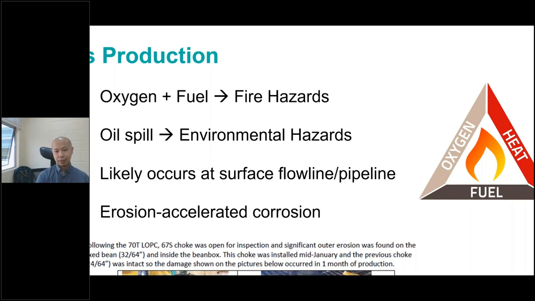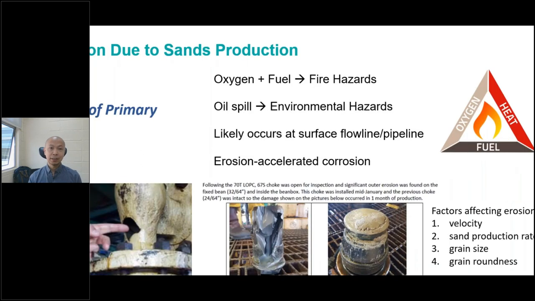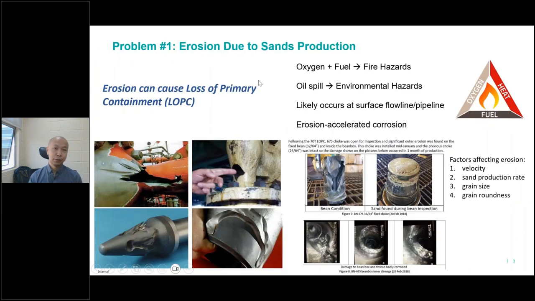Other than that, the moment we have this pipeline eroded, then there's a very high risk that we might cause an oil spill. So there's an environmental hazard on that. In an offshore platform, you can have an oil spill on the sea, right? So that's the two main issues dealing with the erosion due to sand production: the fire hazard and the environmental hazard.